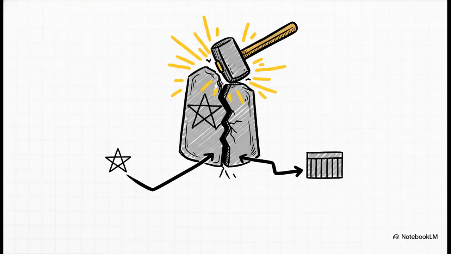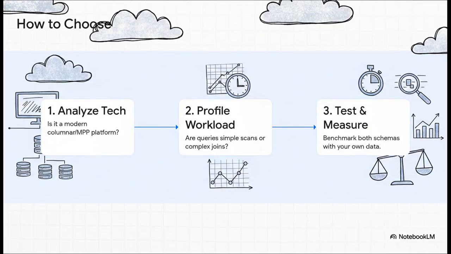And the most important takeaway from all of this is there is no longer a single right answer. The idea that you should always use a star schema, no matter what, that's officially a myth. It's been busted by the raw power of modern cloud platforms. The right choice for you depends completely on your situation. First, what tech are you using? That's probably the biggest factor. Second, what do your queries actually look like? Are they simple or super complex? And third, and this is the most important part, test it. Don't just rely on old rules of thumb. Run some benchmarks with your own data and see for yourself what really works best.